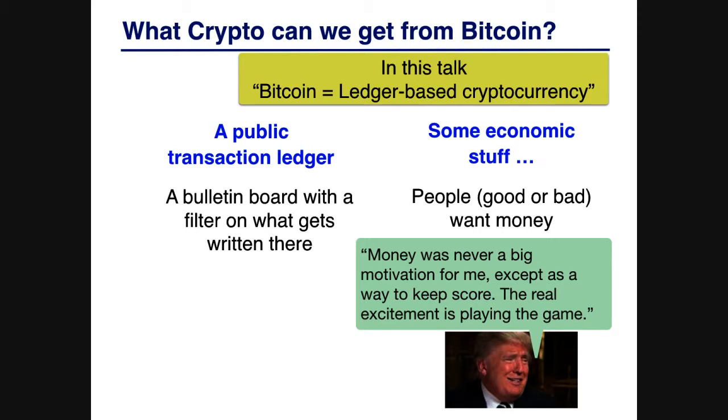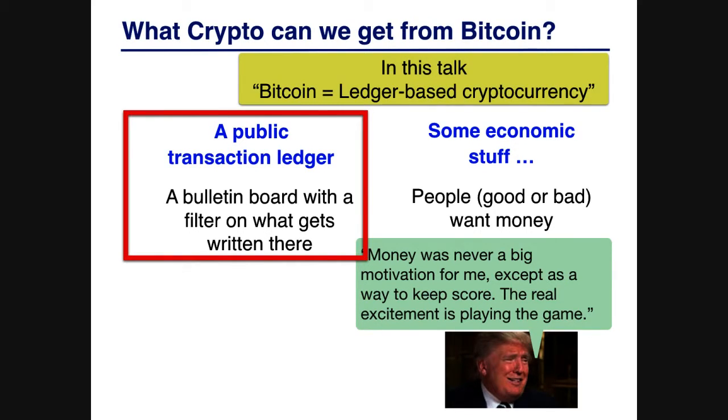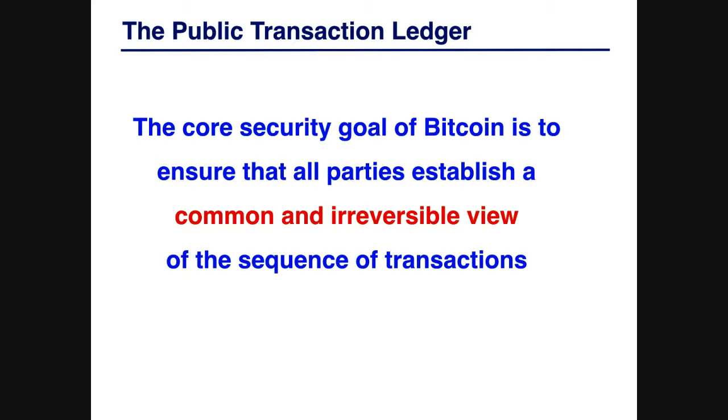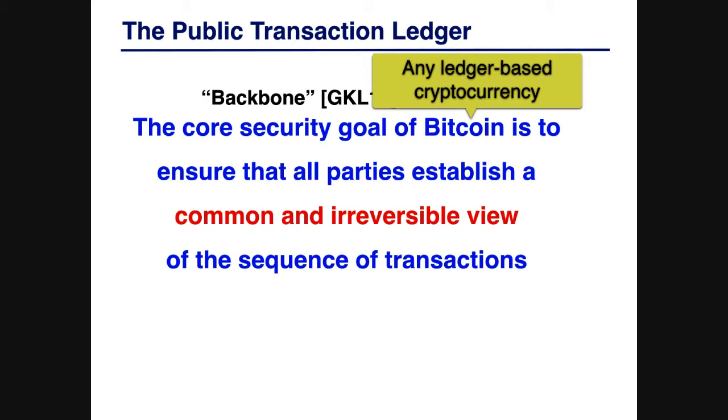Okay. So let's start with the public transaction ledger. I claim that the core security goal of Bitcoin is to ensure that all parties can establish a common and irreversible view of the sequence of transactions. If we have that, we have a cryptocurrency. And this is what, in a recent paper by Garay, Kiayias, and Leonardos, was called the backbone property of Bitcoin. And again, whenever I say Bitcoin, I mean arbitrary cryptocurrencies.